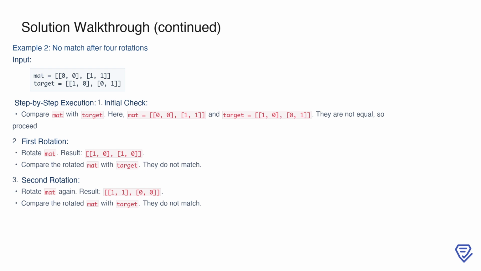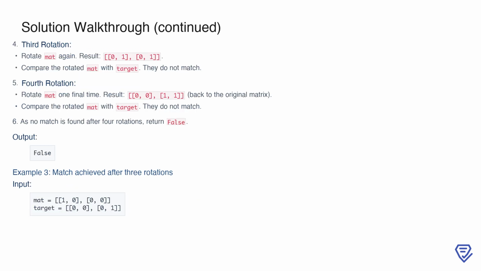Once more, the rotated matrix does not match the target, so we proceed further. Continuing, we perform the third rotation on mat, which results in 0, 1, 0, 1. Comparing this matrix with target, we still do not find a match. Finally, we rotate mat a 4th time, bringing it back to its original configuration of 0, 0, 1, 1. Comparing this with target, we again find no match.